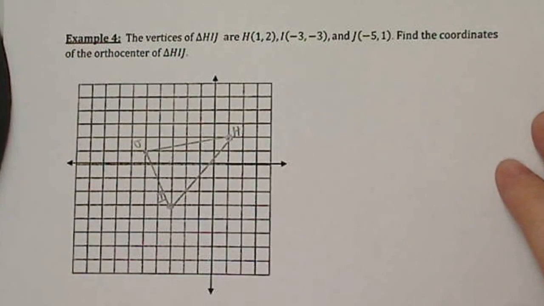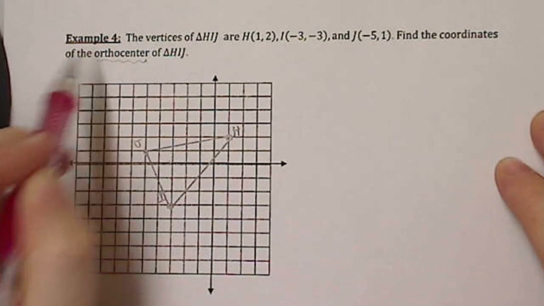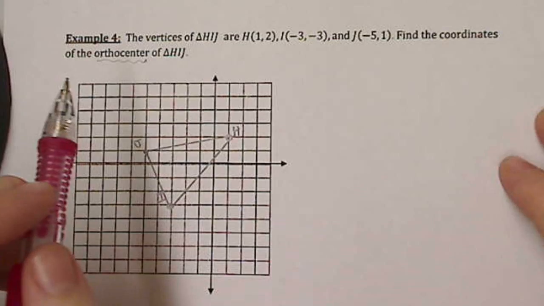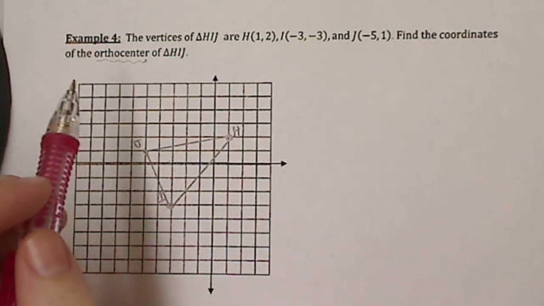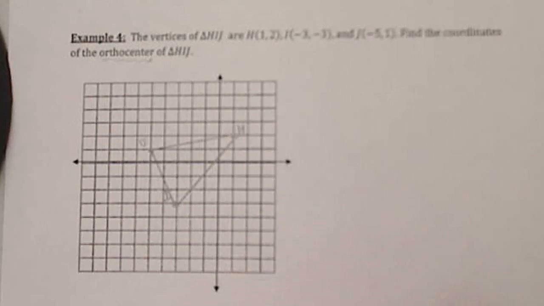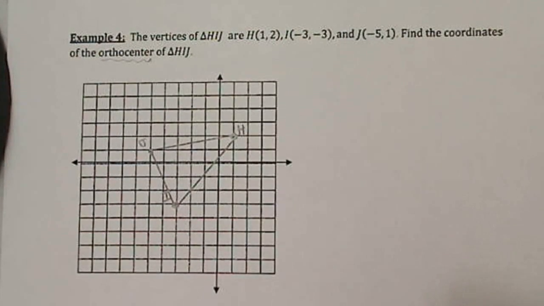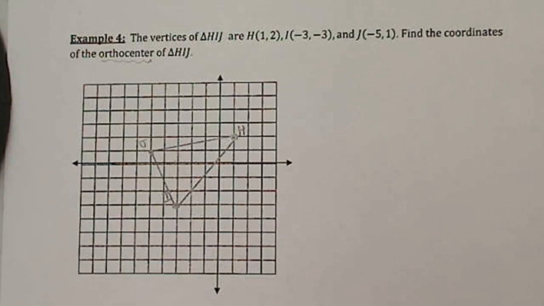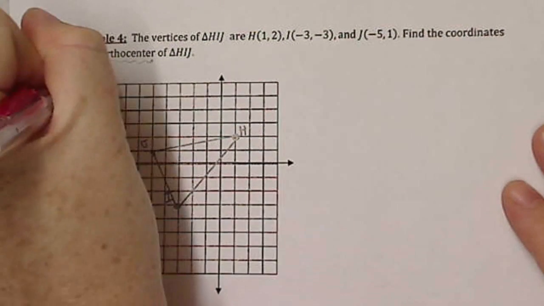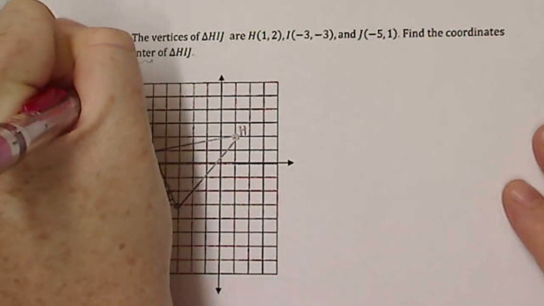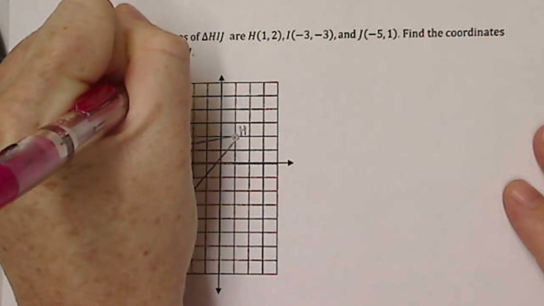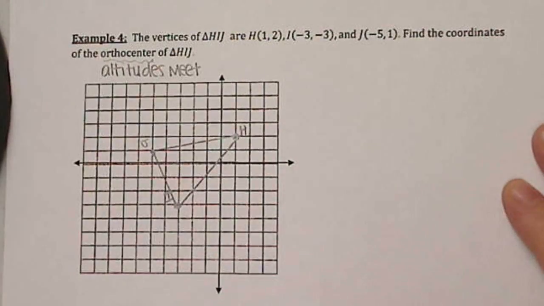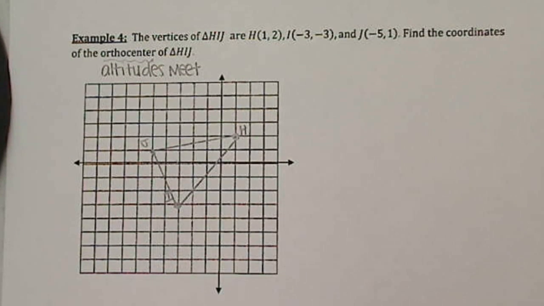Okay, now here you have a new word, orthocenter. So what does centroid mean? Centroid is the place where all your medians meet. Orthocenter, this is the place where all your altitudes meet. Okay, remember, an altitude is perpendicular to the side, so we need to take into account slope.